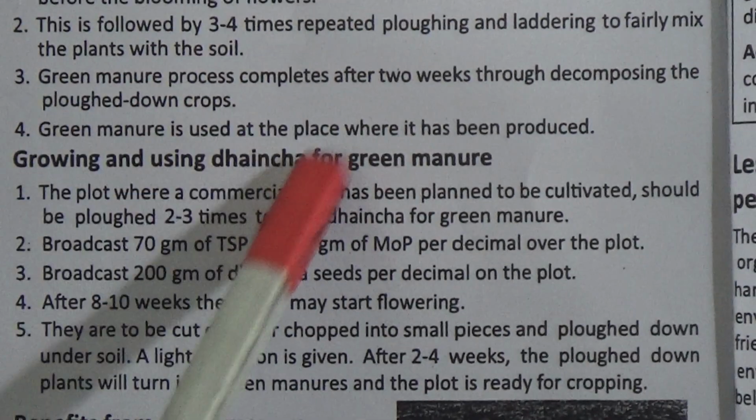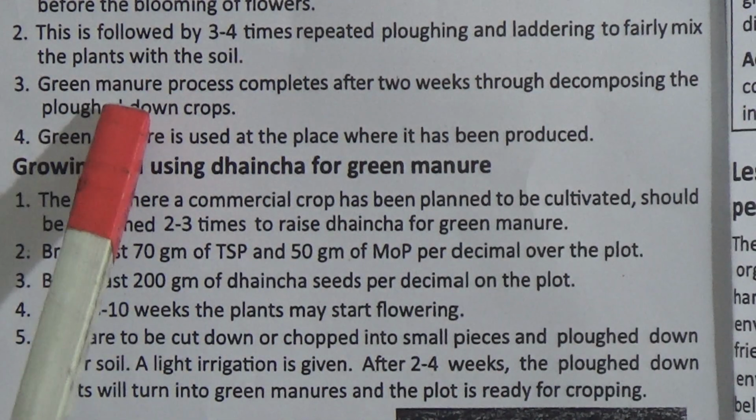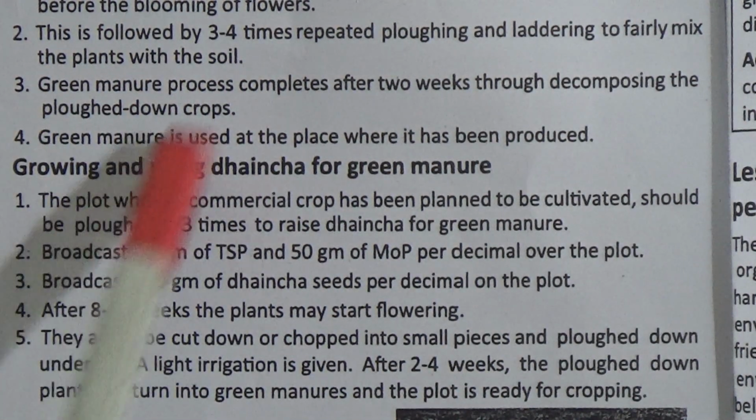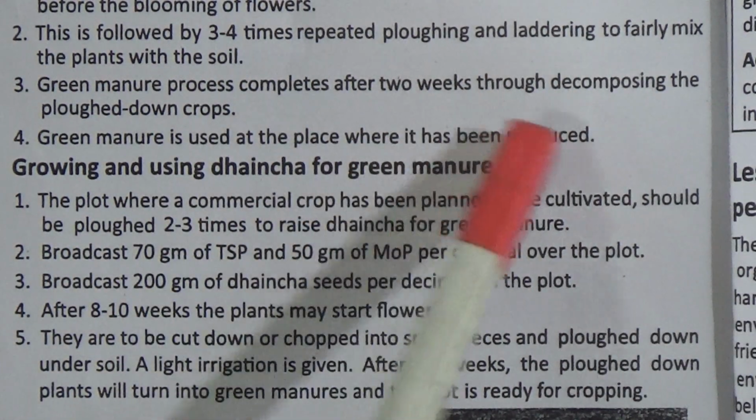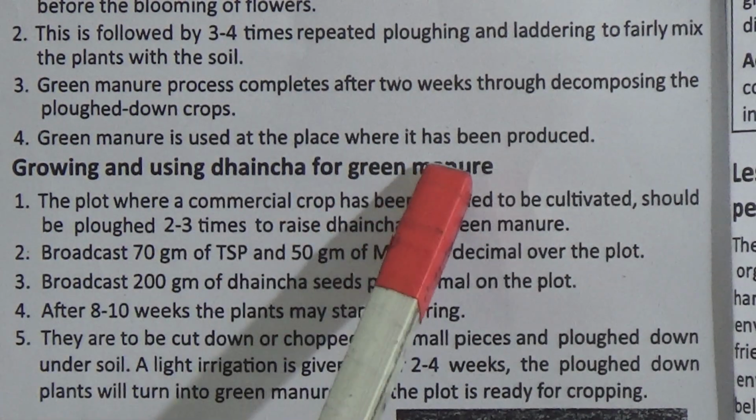Green manure process completes after 2 weeks through decomposing the plowed down crops. Green manure is used at the place where it has been produced. Growing and using dhuincha for green manure.